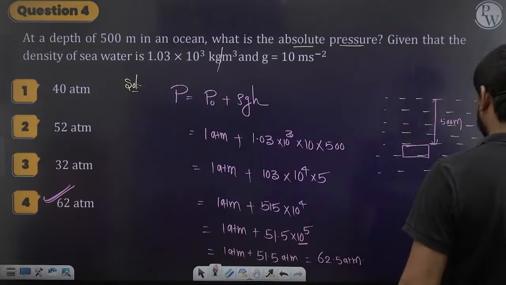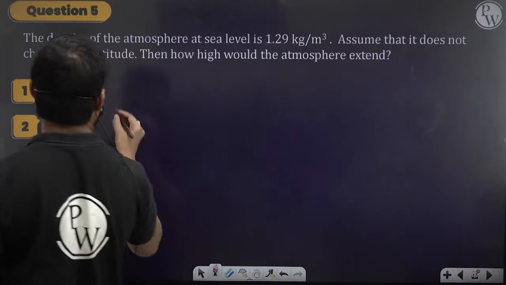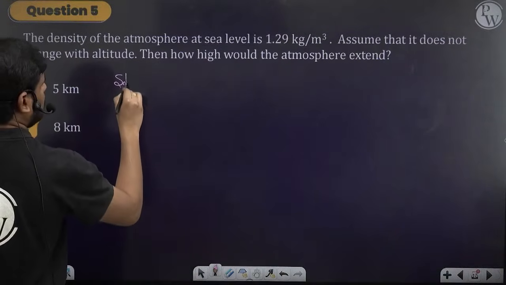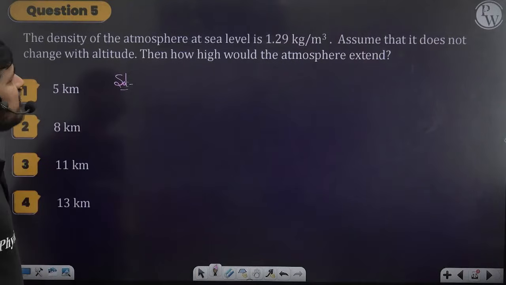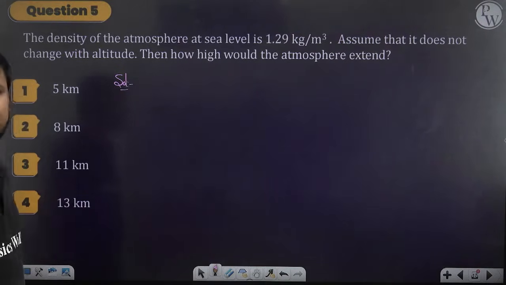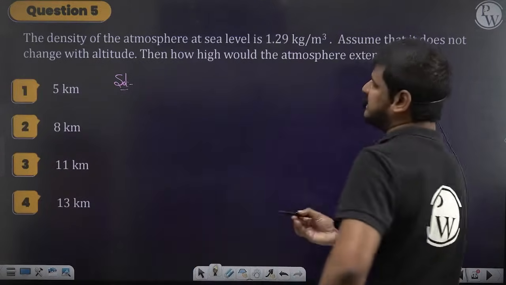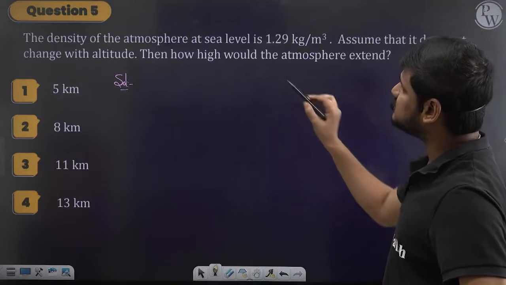So next, we have one more question. What does the question say? The density of the atmosphere at the sea level is 1.29 kg per meter cube. Assume that it does not change with altitude. So then how high would the atmosphere end? See, interesting question. They are not asking inside the sea.